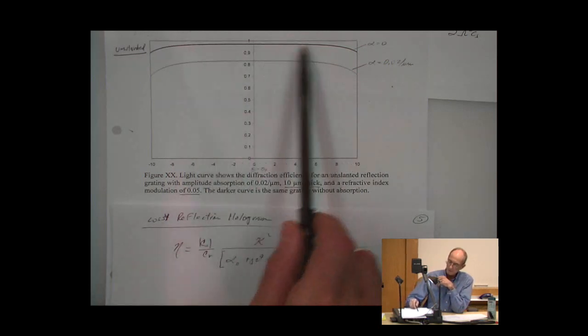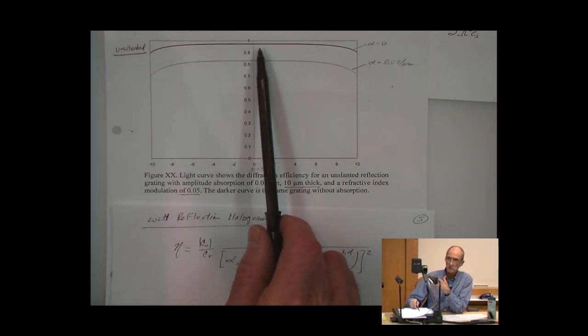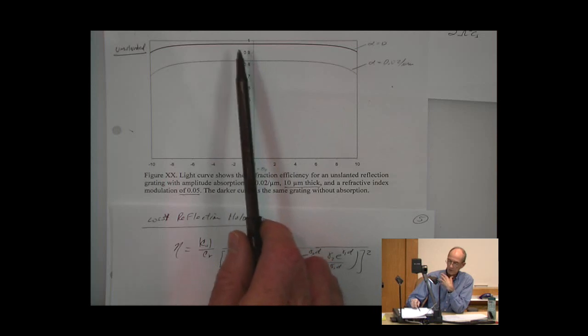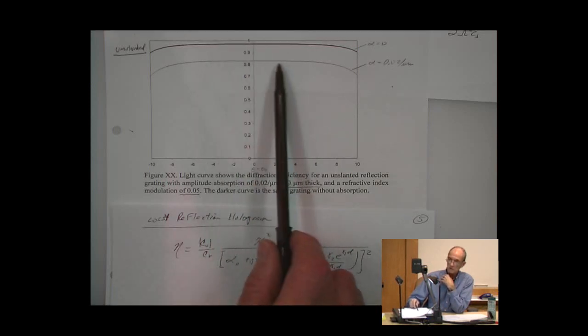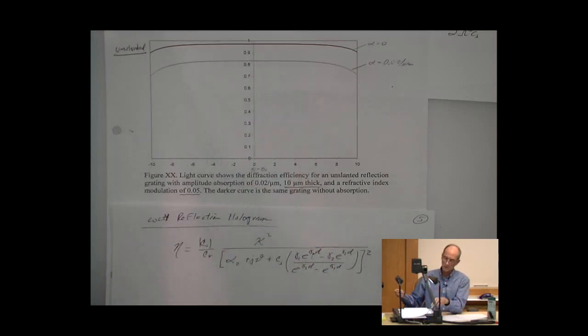And the effect of an average absorption is like you would expect. It mainly decreases your overall efficiency. Okay, now that's for an unslanted case.